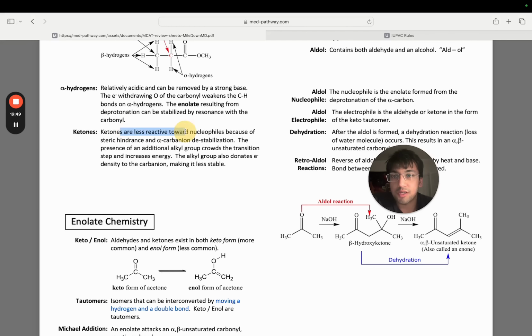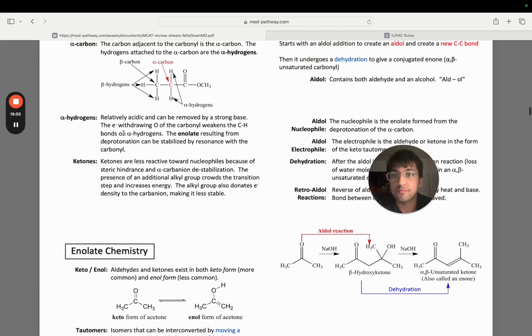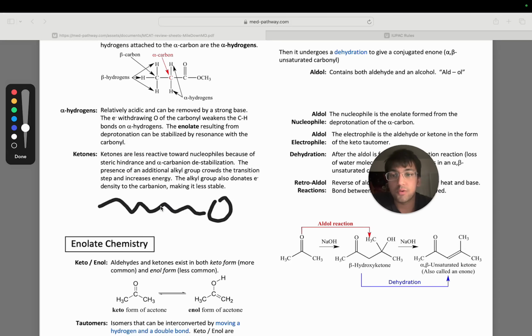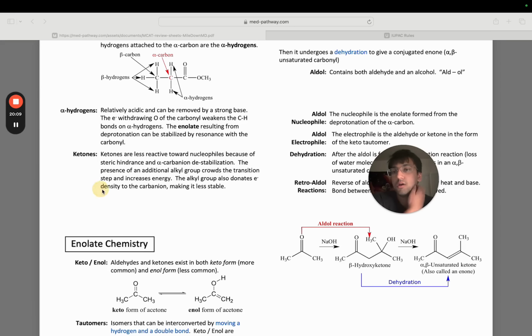It's basically the same thing as ketones, but what I will mention about ketones is they are less reactive towards nucleophiles than aldehydes because of the steric hindrance. So in an aldehyde, it's happening all at the end of the chain, right? Whereas in a ketone, it's happening in the middle of the chain, so it's going to be a little bit less reactive towards nucleophiles. All right.